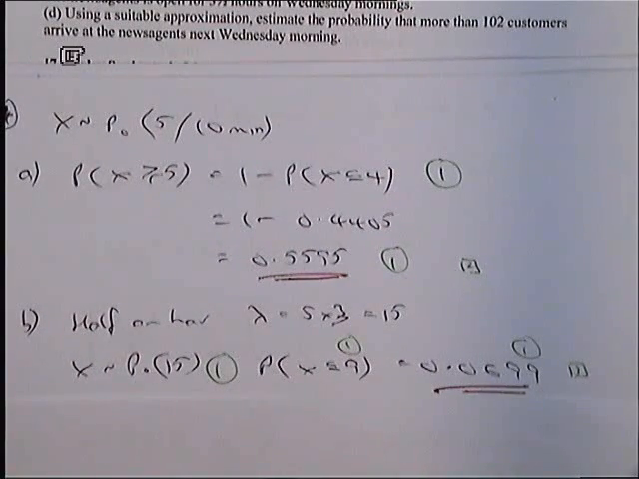So there are 3 marks here: 1 for having lambda now 15, 1 for realising it's less than or equal to 9, and 1 for getting it from the tables.